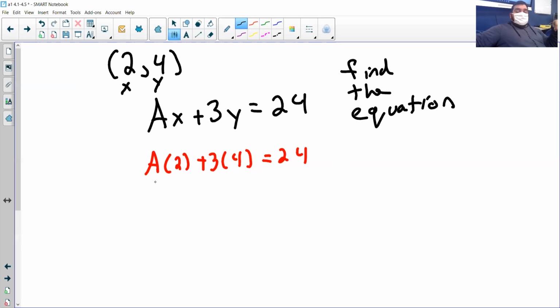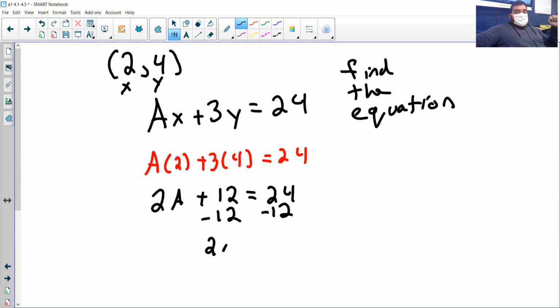My next step, I'm just going to rewrite this part as 2a, because usually you have your numbers in front of your variables. 3 times 4, which is 12, equals still 24. Good. We're going to subtract 12 on both sides. 2a equals 12. Divided by 2, divided by 2.